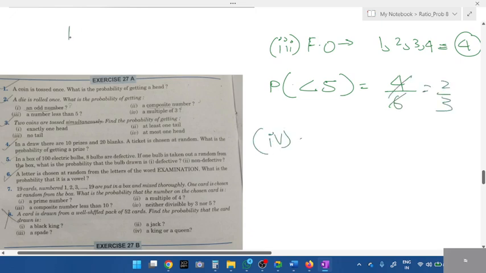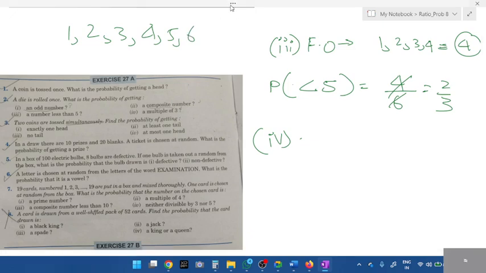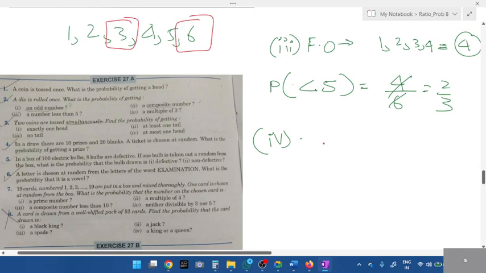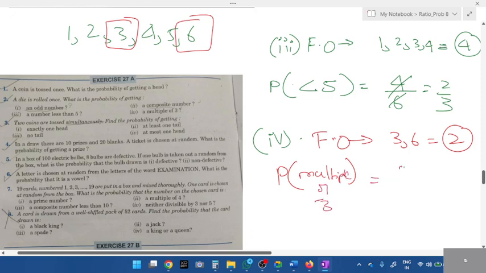What are the multiples of 3, students? Multiples of 3 in the sense, what are the tables of 3? 3 and 6. Favorable outcome is equal to 3 comma 6, total 2 values. Therefore, probability of a multiple of 3 is equal to 2 by 6, 1 by 3. Completed? All of you done?